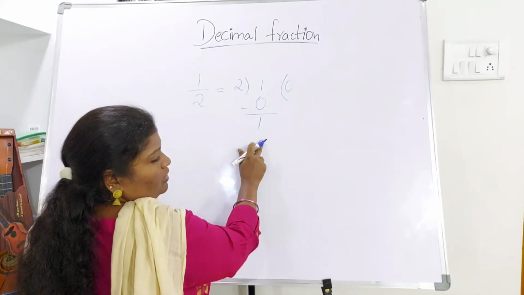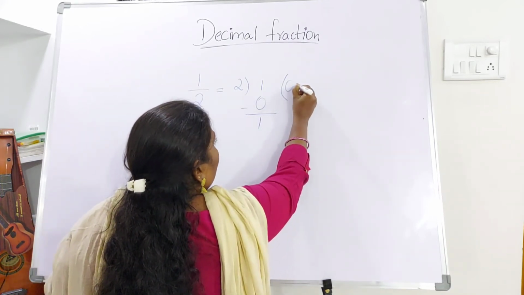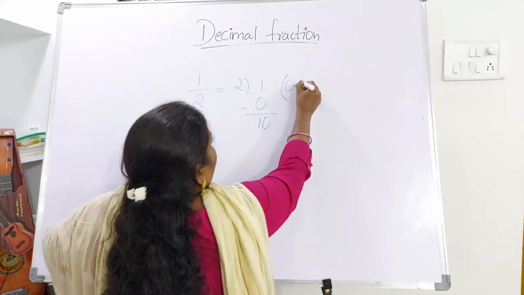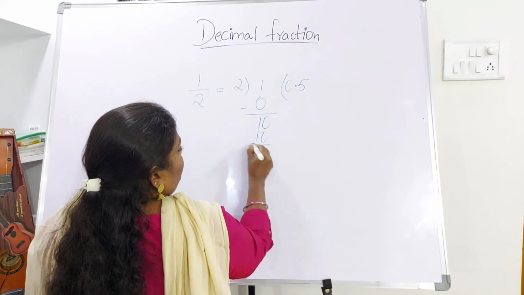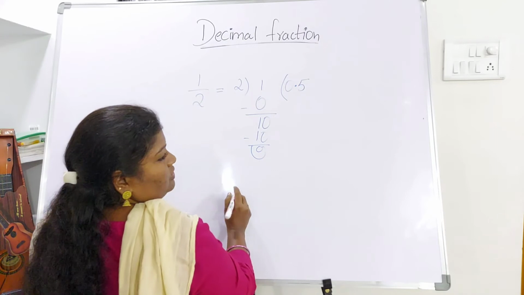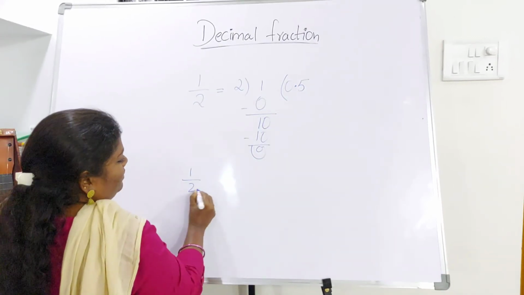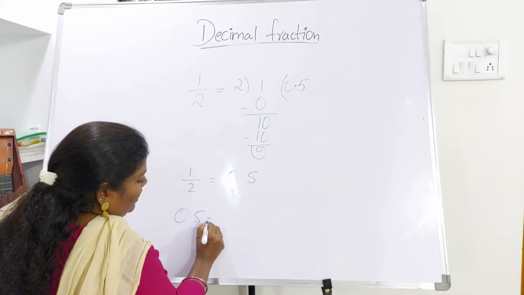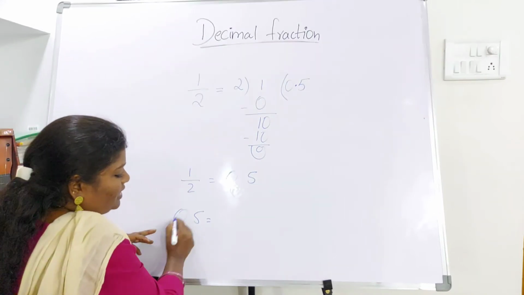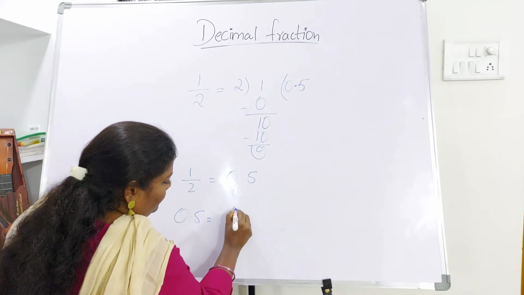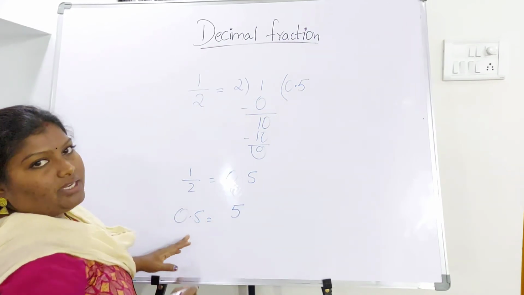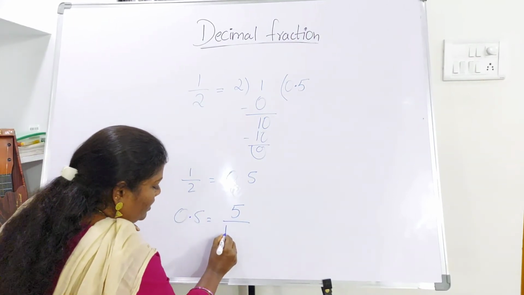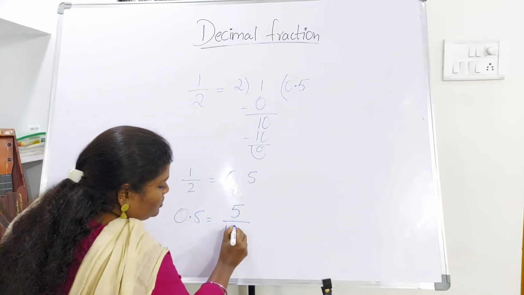Now whenever you have a smaller number, you can place a decimal point. By taking a decimal point, you can add a 0 to it. Now 2 5s is 10, and when you subtract, you get 0. Now 1 by 2 can be written as 0.5. Now when you have 0.5 like this, what is the number you have over here? It is 5. And after the decimal point, how many digits do you have? 1 digit. Because you have a decimal point, write 1, and after the decimal point you have 1 digit, so write 10.